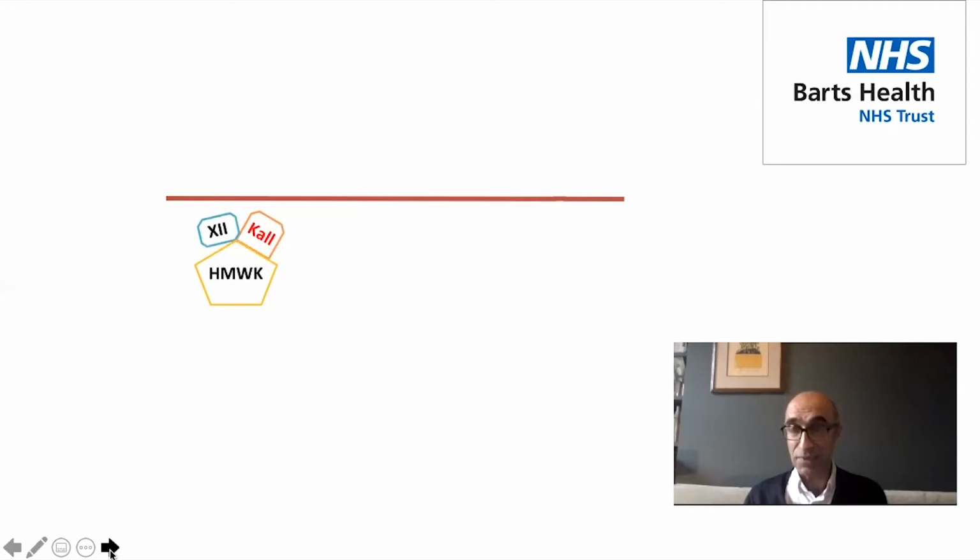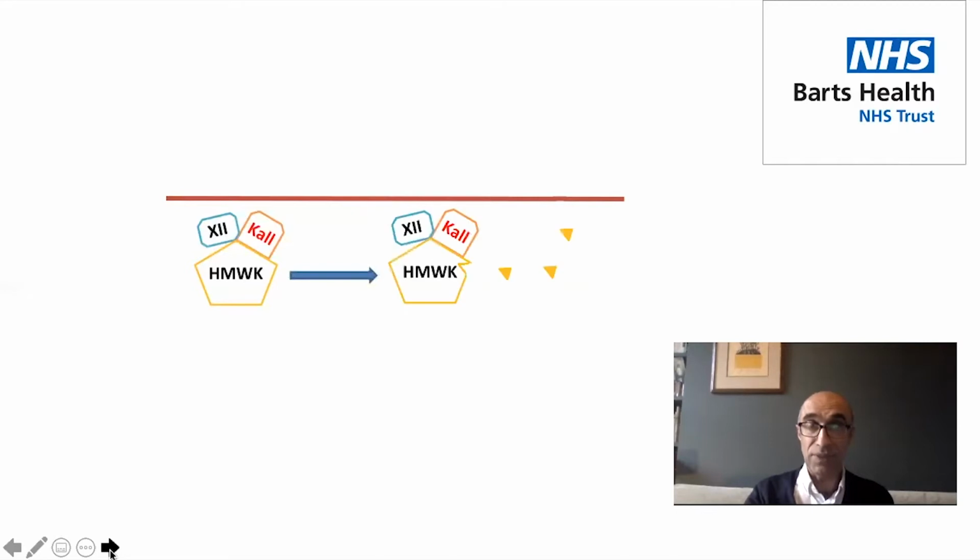Kallikrein and factor 12 have certain shapes inside them which recognize part of high molecular weight kininogen, and it binds it. And that's absolutely necessary for them being able to do their job, which is cutting a piece of high molecular weight kininogen and making bradykinin. Those triangles are meant to be bradykinin.